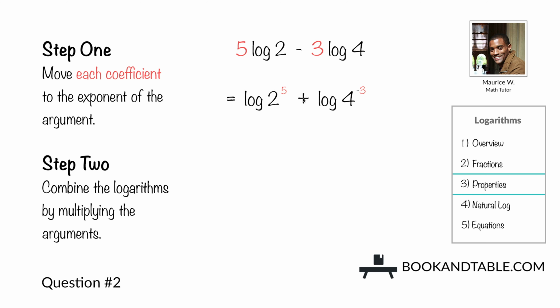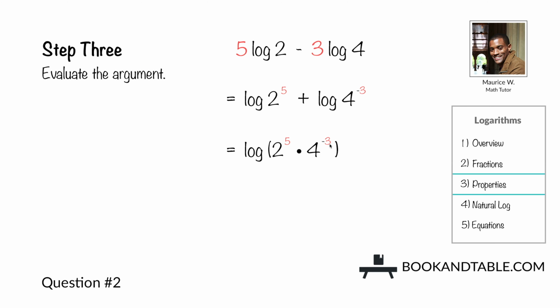And now, since we are adding two logarithms with the same base, we can combine these two terms by multiplying the arguments 2 to a power 5 and 4 to a power of negative 3. And now we've combined two logarithms into one. So now we can evaluate the argument.